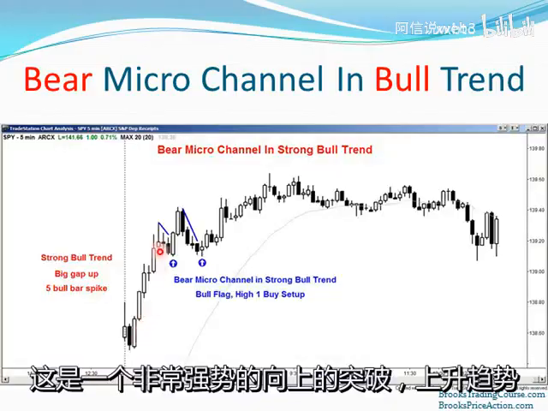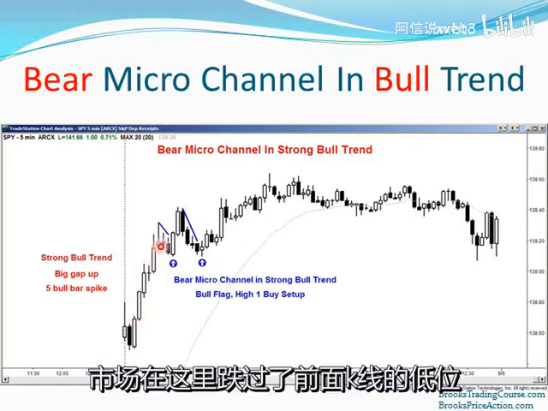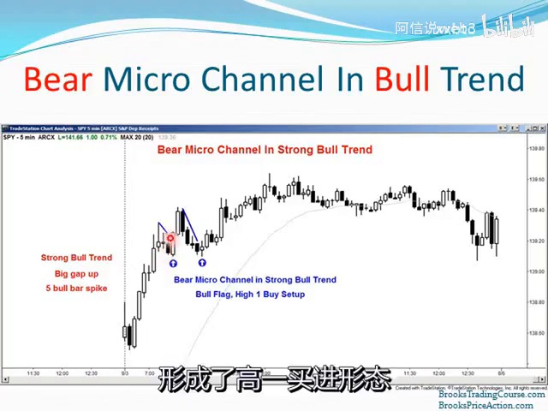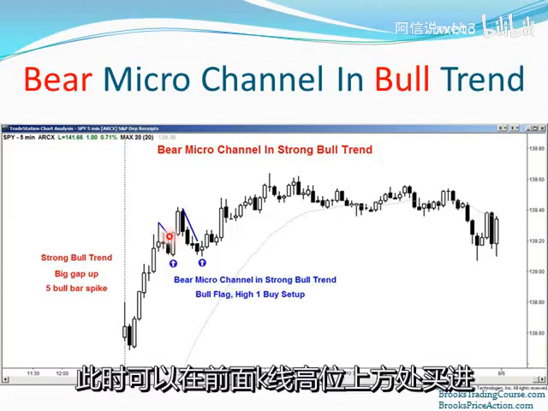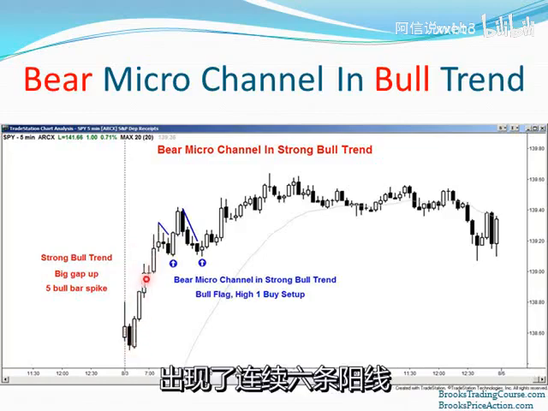So here you have a very strong breakout, a bull trend, and there are no pullbacks. So it's a bull microchannel. Here the market went below the low of the prior bar, so we have a breakout below the microchannel. It sets up a high 1 buy setup, so you can buy above the high of the prior bar. In fact, this is a trend from the open bull, and it went up for 6 consecutive bars.